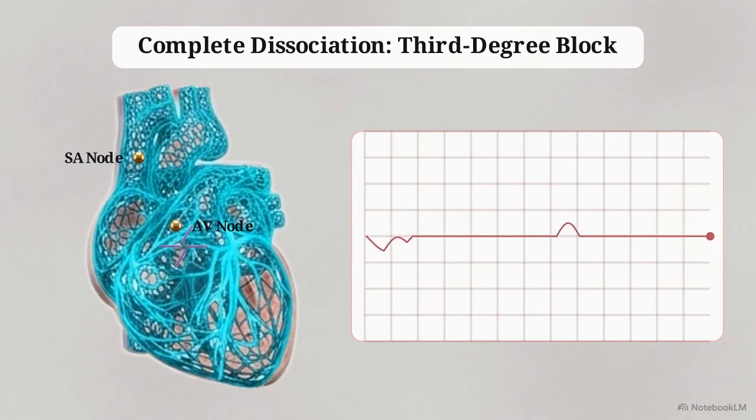In third-degree heart block, the dissociation is complete. The atrial and ventricular signals ignore each other entirely. The ventricles must rely on their own slow, intrinsic escape rhythms to maintain any amount of blood flow.